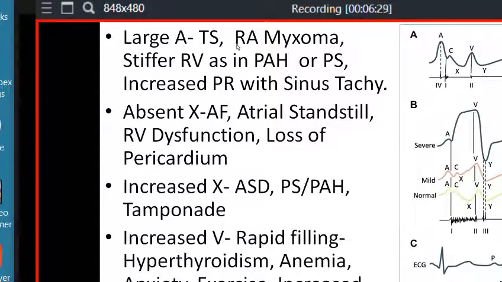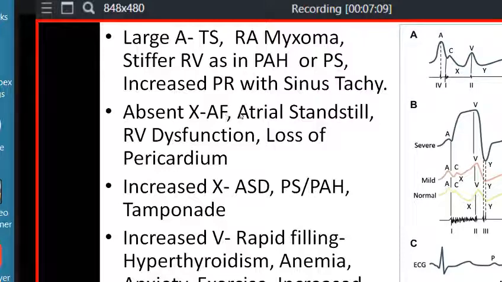You will get a larger A wave in tricuspid stenosis, when the valve is not allowing the blood flow, or in right atrial myxoma, when it is filling the cavity, or in diastolic dysfunction of the right ventricle. Just like you get diastolic dysfunction of the left, when you have diastolic dysfunction of the right ventricle, which could be a part along with the left, or could be more manifest in pulmonary artery hypertension or pulmonary stenosis, you might get a larger A wave. And if you have sinus tachycardia also, because the A wave will come nearer and nearer to the V wave, then also you will get larger A waves.